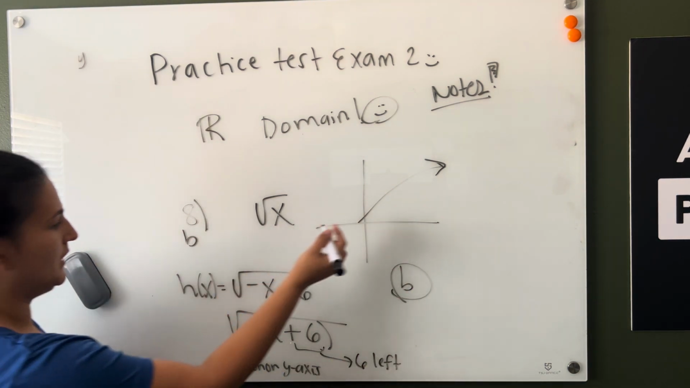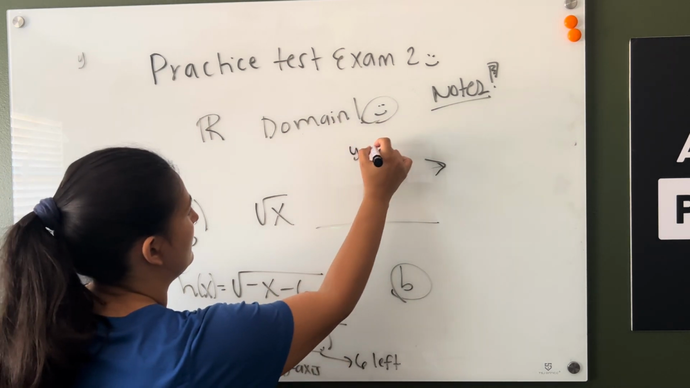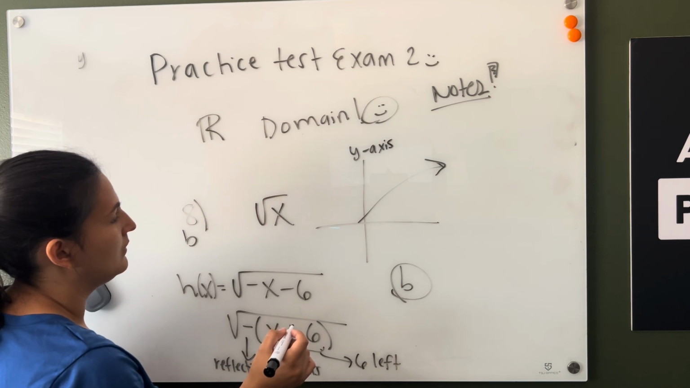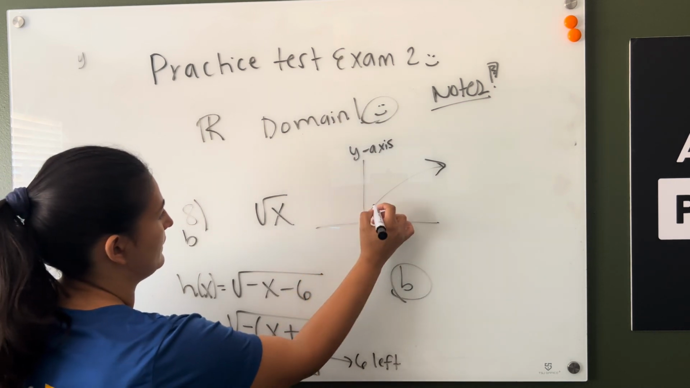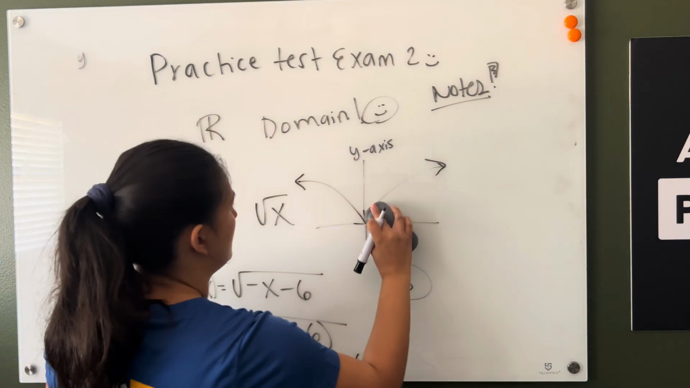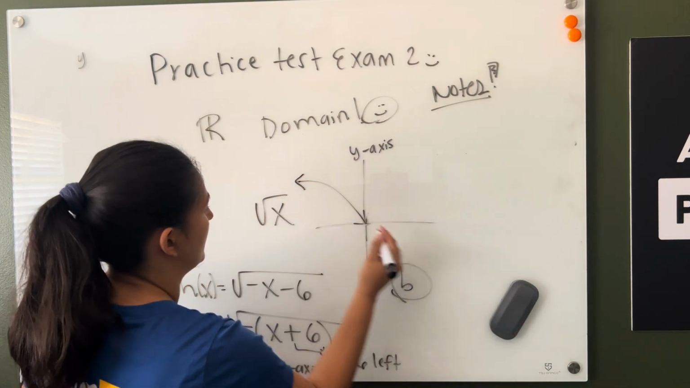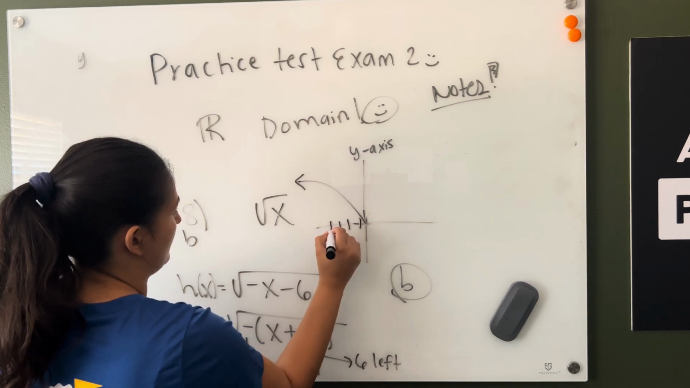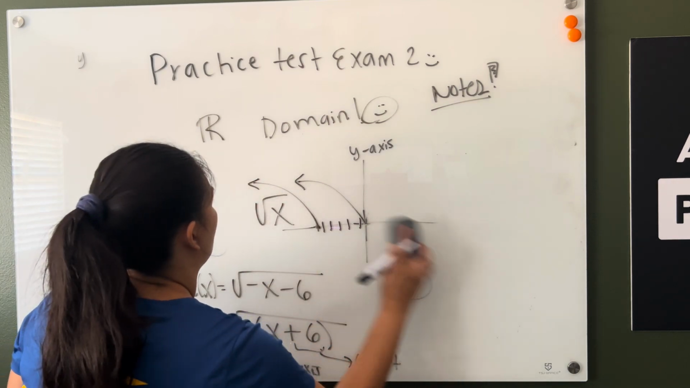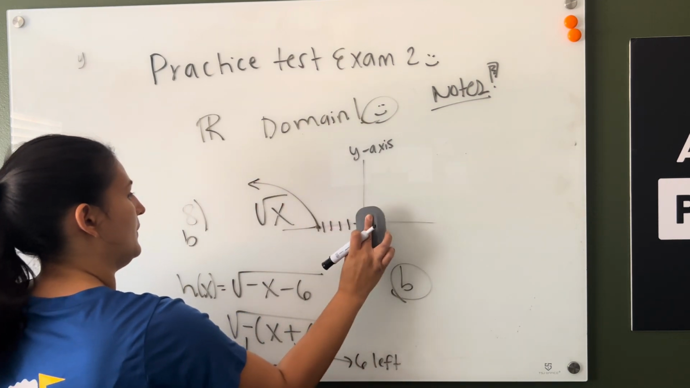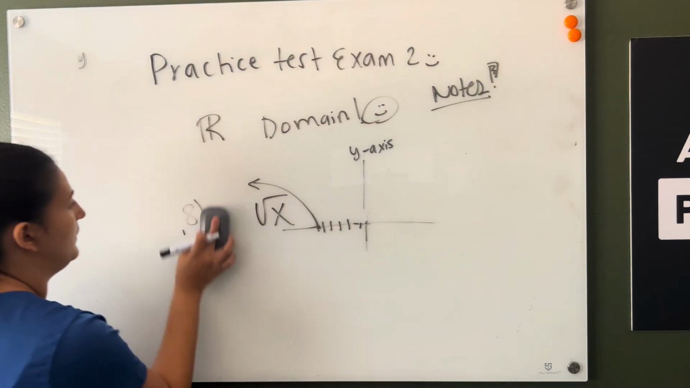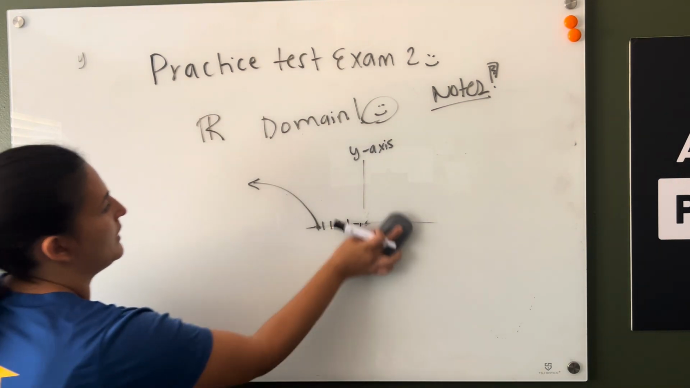If you wanted to graph it, you would reflect it on the y-axis, and then 6 units to the left: grab the point at the origin and move it 6 to the left. 1, 2, 3, 4, 5, 6. So it'd be over here. So that's where the new function would be if you had to graph it. Now it's in the 4th quadrant.